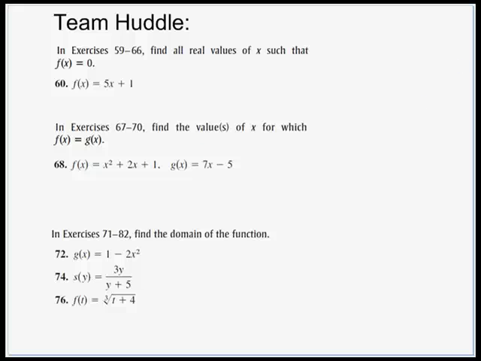So the first one. f of x is 5x plus 1. We just want to set 5x plus 1 equal to 0. Subtract 1 from each side. 5x equals negative 1. Divide by 5, x is negative 1/5. If we plug negative 1/5 in right there, we'll get a negative 1 plus 1, which does in fact equal 0.